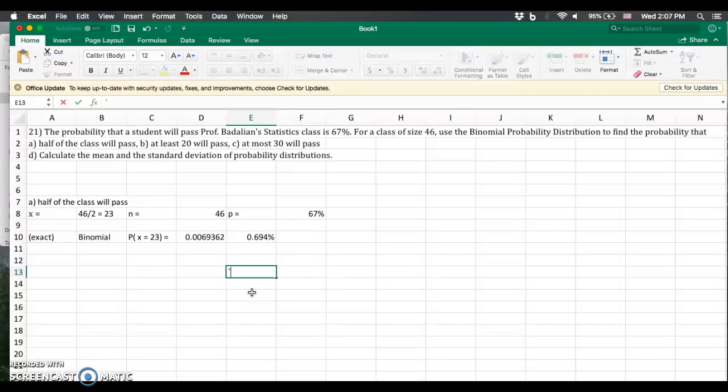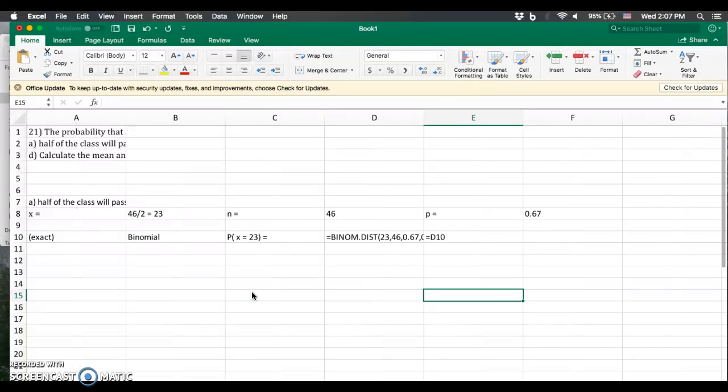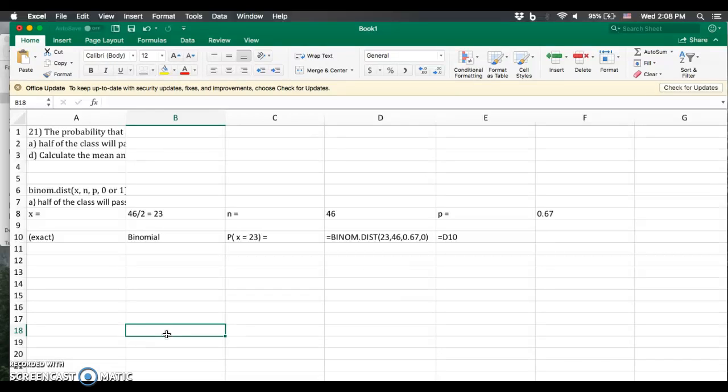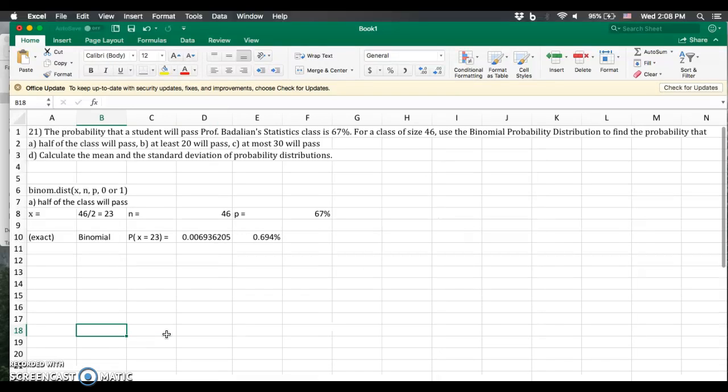Just to show you one more time about the binomial function. For the binomials, the first is the x, the second is the n, then P, and either 0 or 1, which is false or true for the cumulative. So that's the first one.